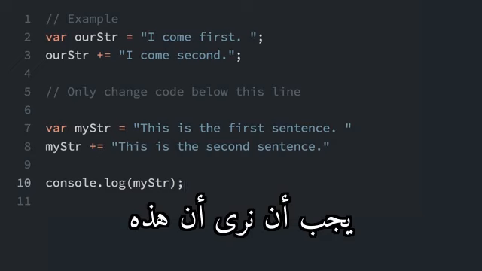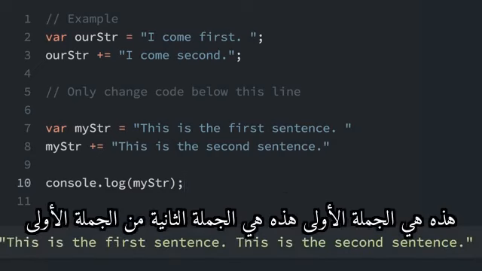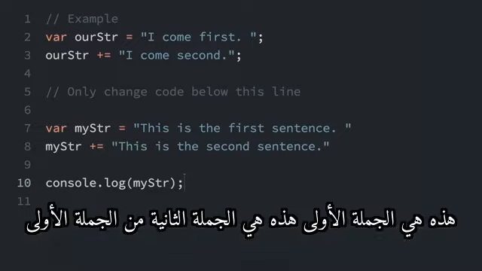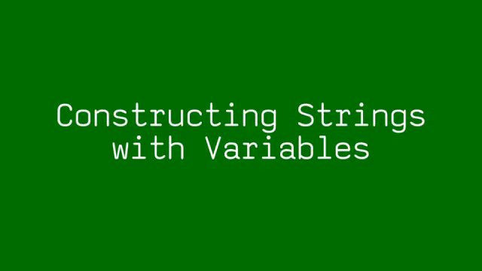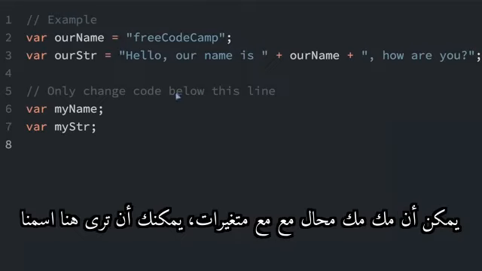You can concatenate strings together with variables. You can see here our name, freeCodeCamp. Hello, our name is, and then we add this variable, the our name variable, which is freeCodeCamp. Hello, our name is freeCodeCamp. How are you? Well, we're going to do the same thing down here.